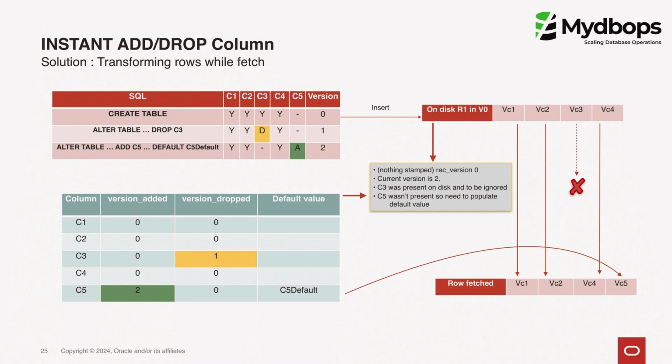But now C5 is also there. So where do we get the value of C5? We get it from the data dictionary. And this is how the row will finally look. On disk the row is VC1, VC2, VC3, VC4. But when you fetch it, you will get VC1, VC2, VC4, VC5. That's how the transformation of the row happens.